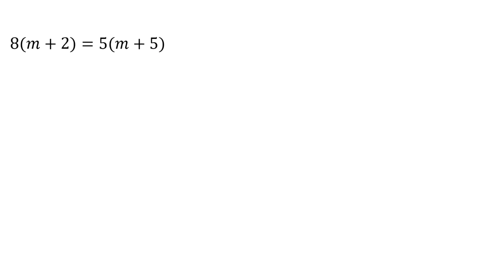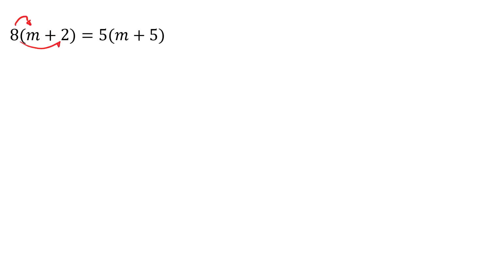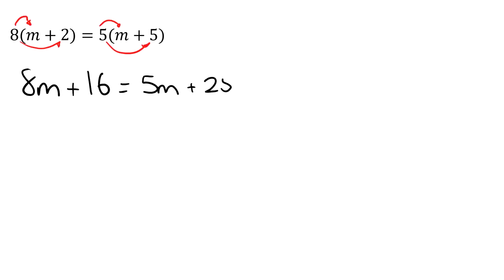If we then move on to a more complicated one, we've got 2 bracketed expressions, so we need to expand these first. We're going to expand both in the same way. The first small red arrow is 8 times m, which is 8m. The long red arrow is 8 times 2, so 16. We then have 5 times m for the top small arrow, and for the bottom 5 times 5, which is 25.